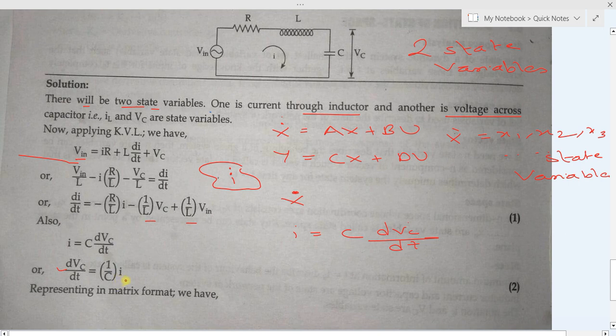In both cases we got the derivatives of the current and the voltage. So now we can write the state equation.